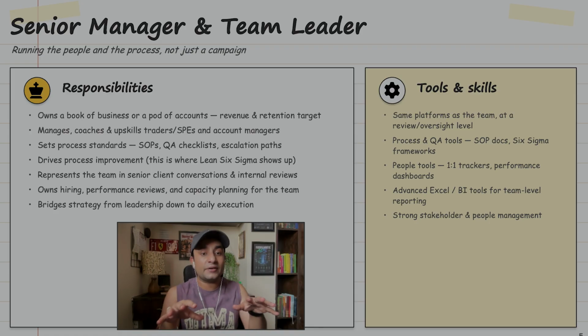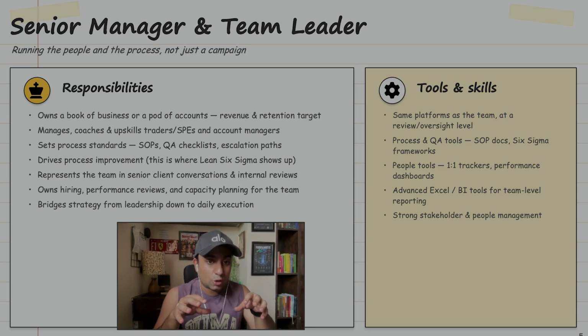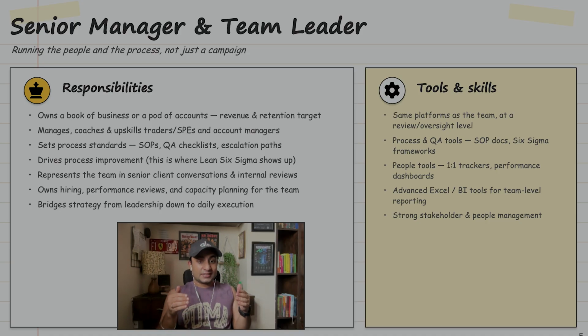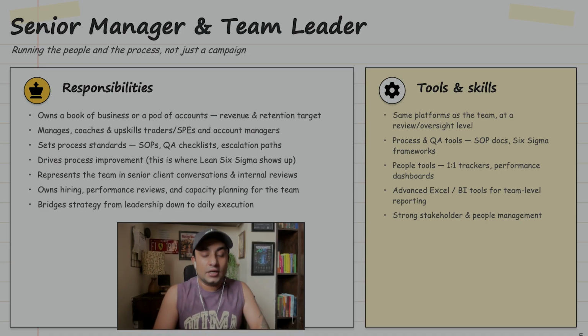So you should be aware of all the tools that your team is using, like DV360, Amazon, because you want to review them and ensure that they are doing their job correctly. Now you are the senior manager or the team leader. You are running the people and the process, not just a campaign. Now you are responsible for people and their responsibilities as well. And then process and QA tools like SOP docs and Six Sigma frameworks.